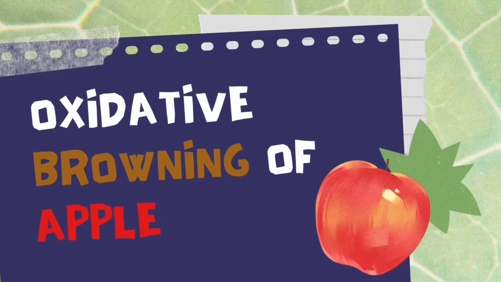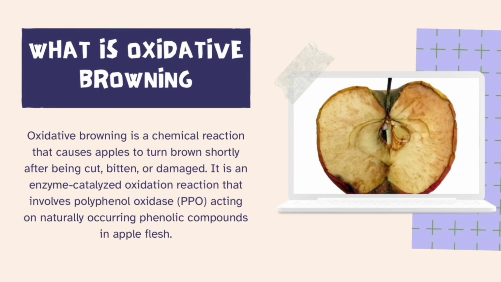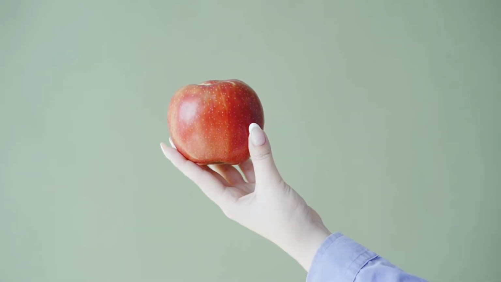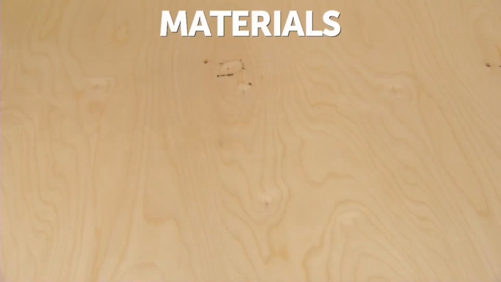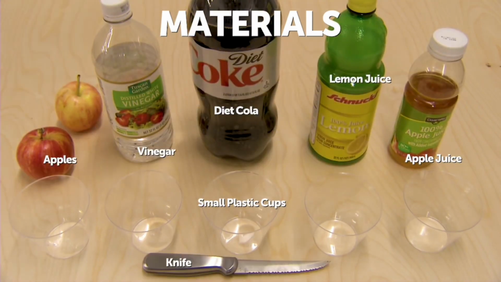Oxidative browning is a chemical reaction that causes apple to turn brown shortly after being cut, bitten or damaged. It is an enzyme-catalyzed oxidation reaction that involves polyphenol oxidase, which is PPO, acting on naturally occurring phenolic compounds in apple flesh. For the experiment related to oxidative browning of apple, we can prepare the materials. We need apples, vinegar, diet cola, lemon juice, apple juice, a few small plastic cups and a knife.